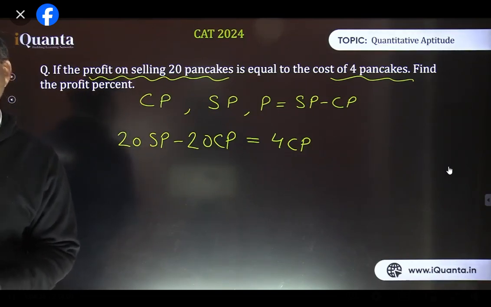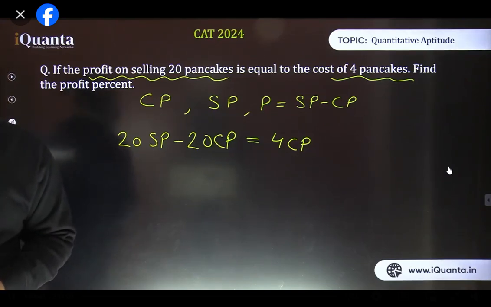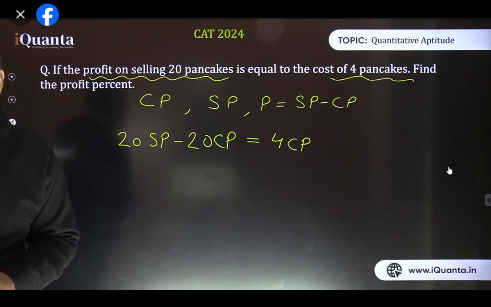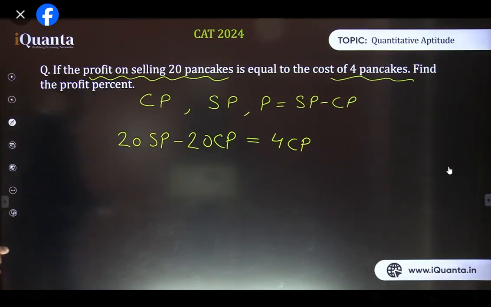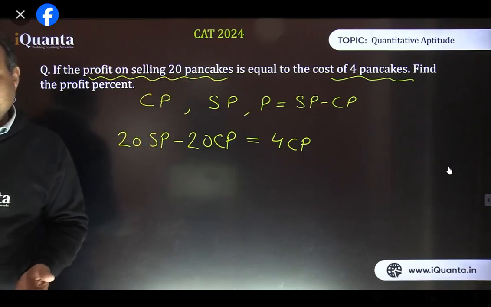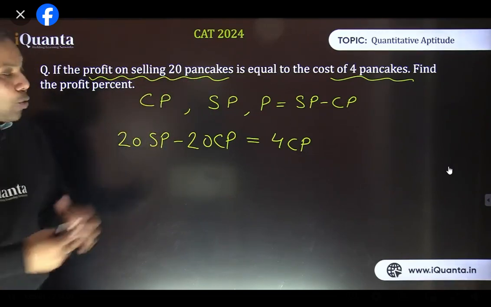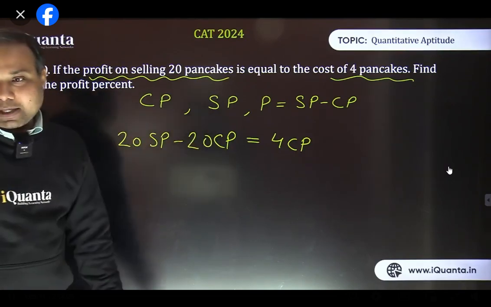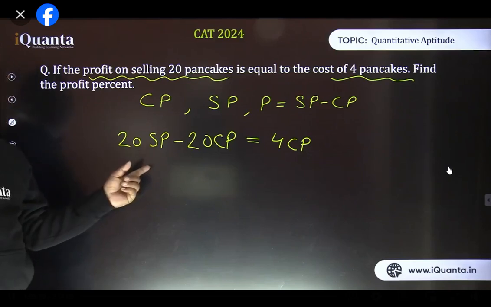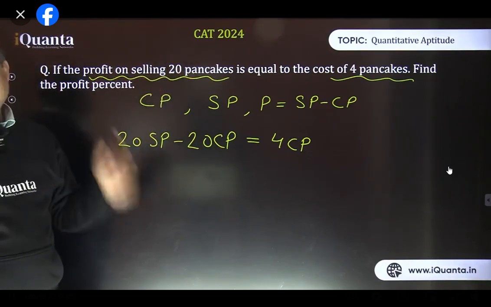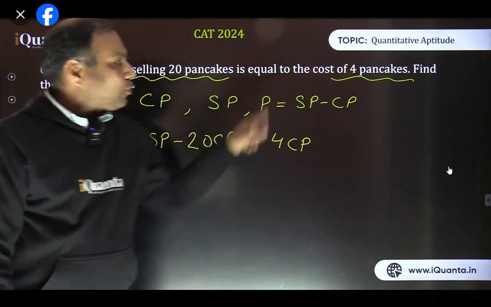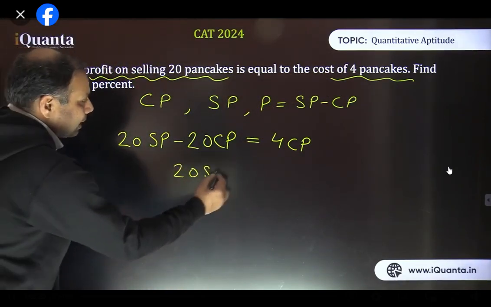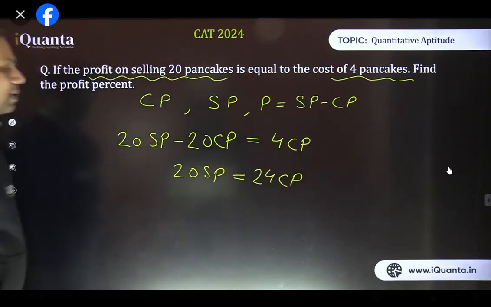Hemant, why assume when everything is given? It may be working fine, I don't know what you are doing. But why not follow a foolproof method without any confusion? Arbaz, profit on selling 20 pancakes, how will you calculate? Total selling price minus total cost price, that is the profit. So total selling price of 20 pancakes is 20 SP and total cost price is 20 CP because 20 pancakes have been sold. And the difference is given as the cost of 4 pancakes, that is 4 CP. Now we are done. Rest part is very simple, exactly same as we did earlier. So 20 SP is basically 24 CP, isn't it?